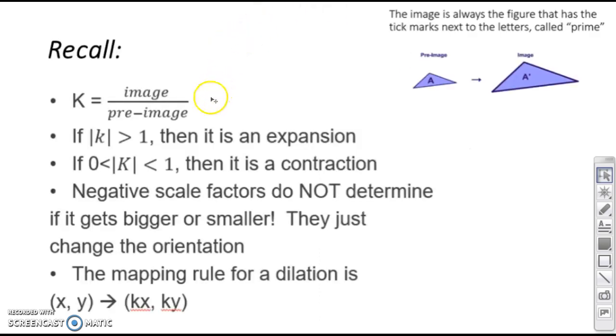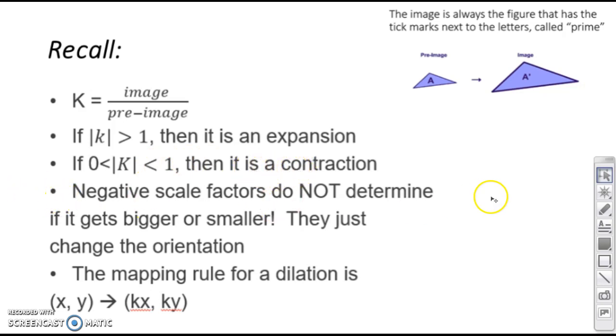All right, so you need to remember a bunch of stuff from Unit 1 to be successful on this. First of all, we're talking about scale factor. And scale factor creates a dilation that either makes something bigger or smaller. Your formula for scale factor is image over pre-image. If the absolute value of the scale factor is greater than 1, then it's an expansion. You're making it bigger. If the absolute value of the scale factor is between 0 and 1, then it's a contraction. You're making it smaller.